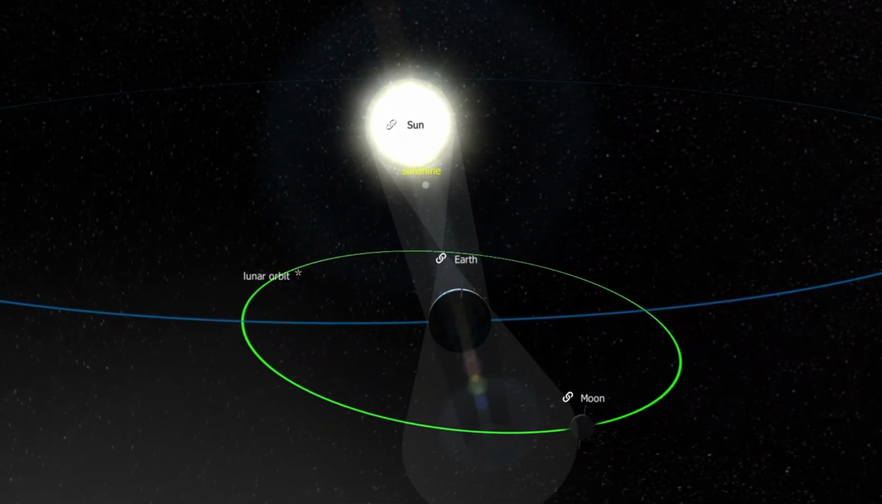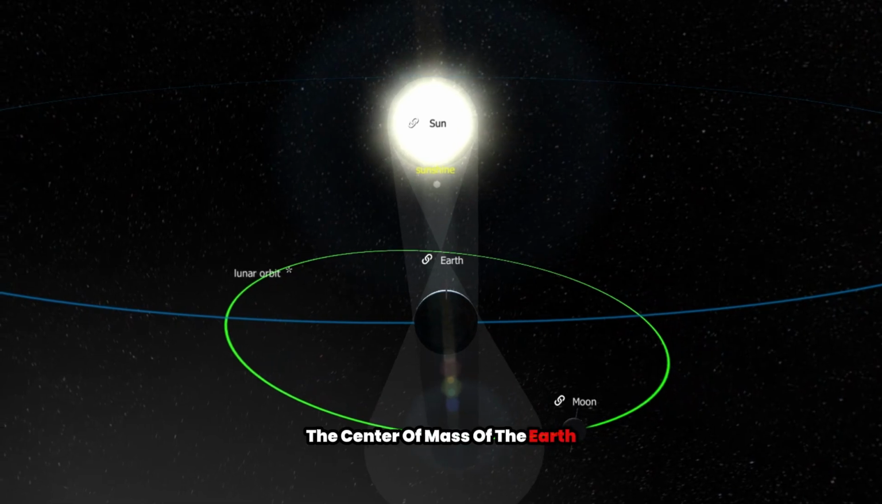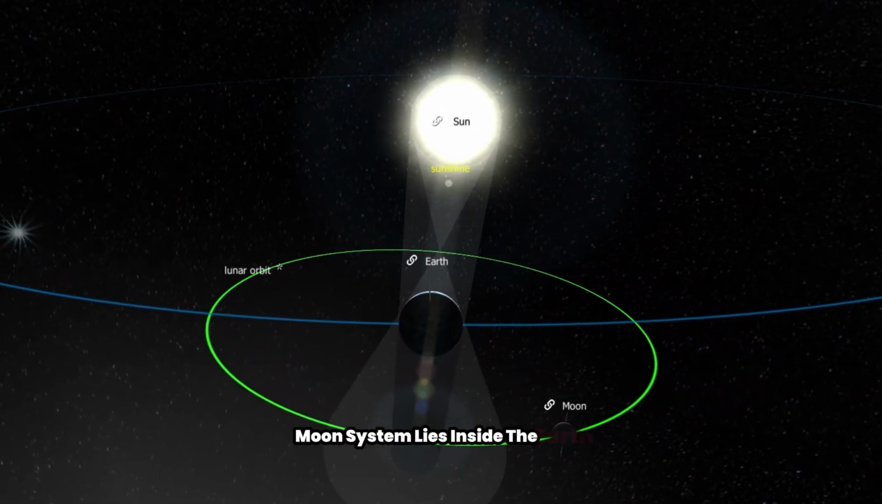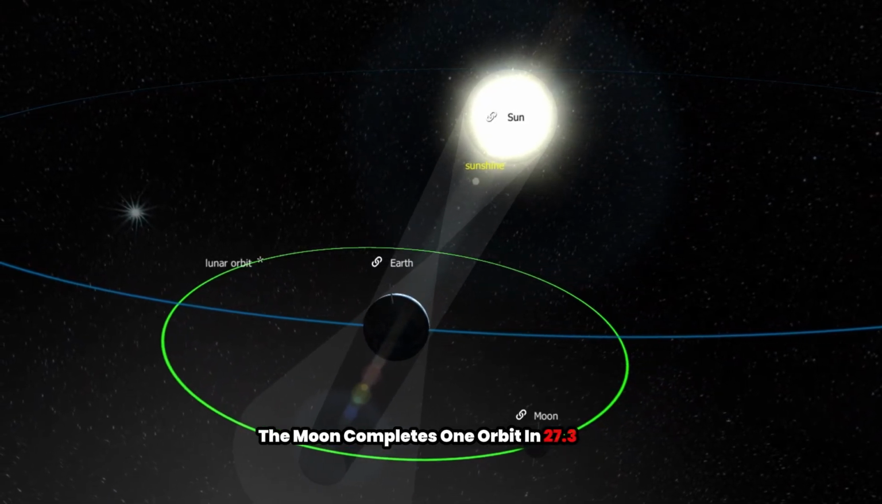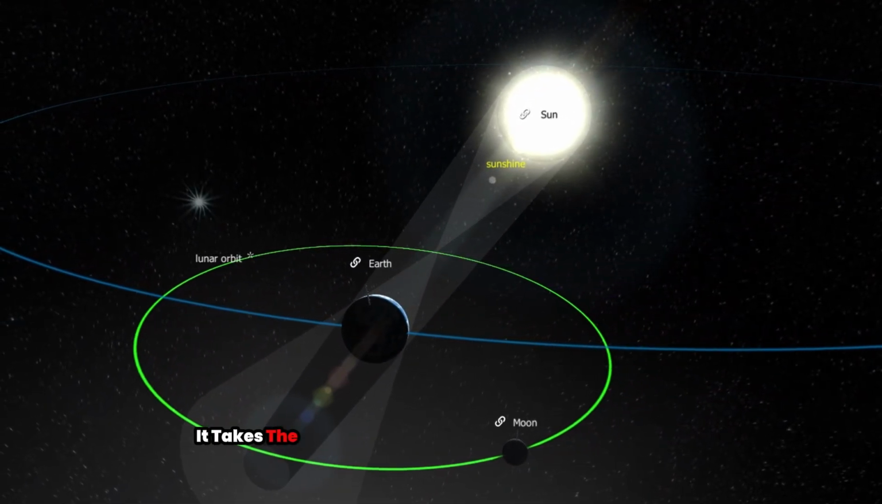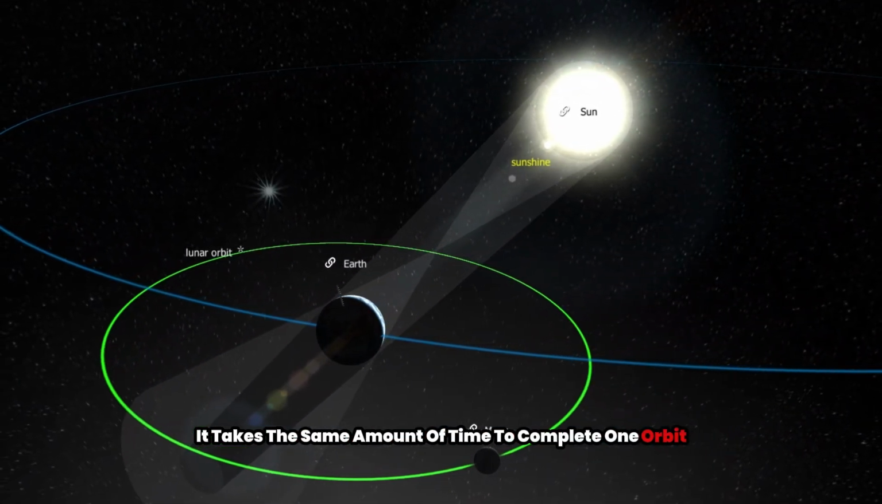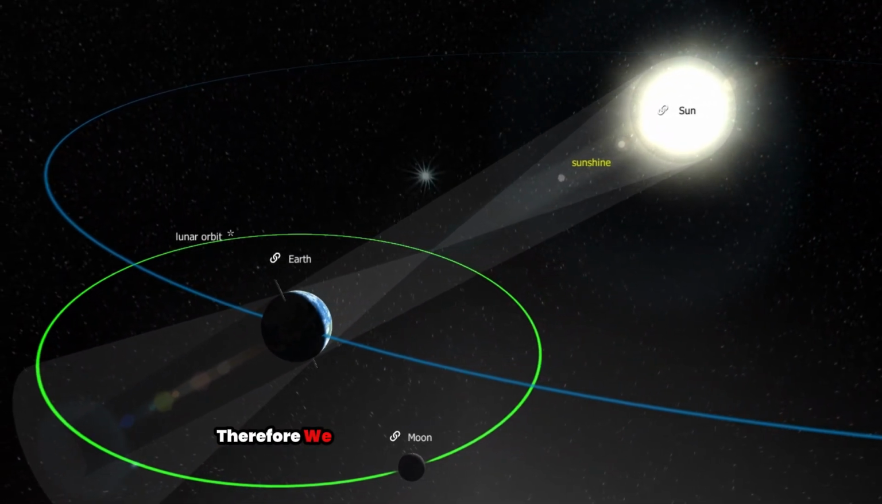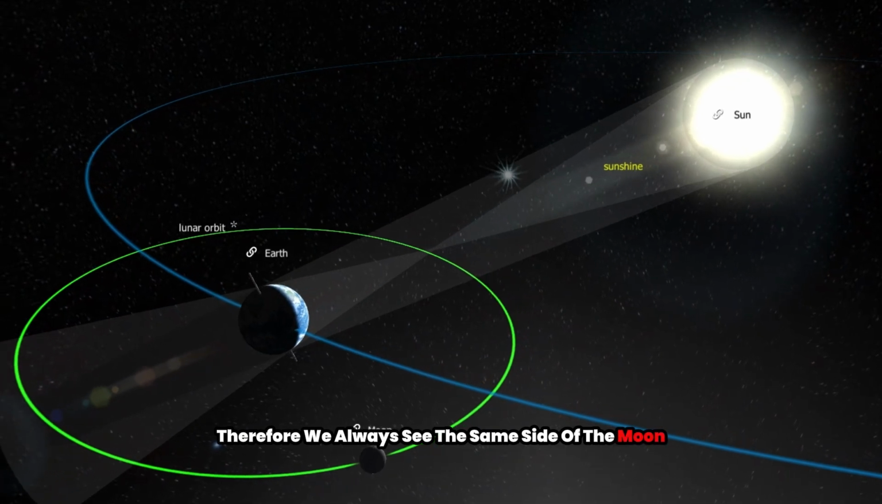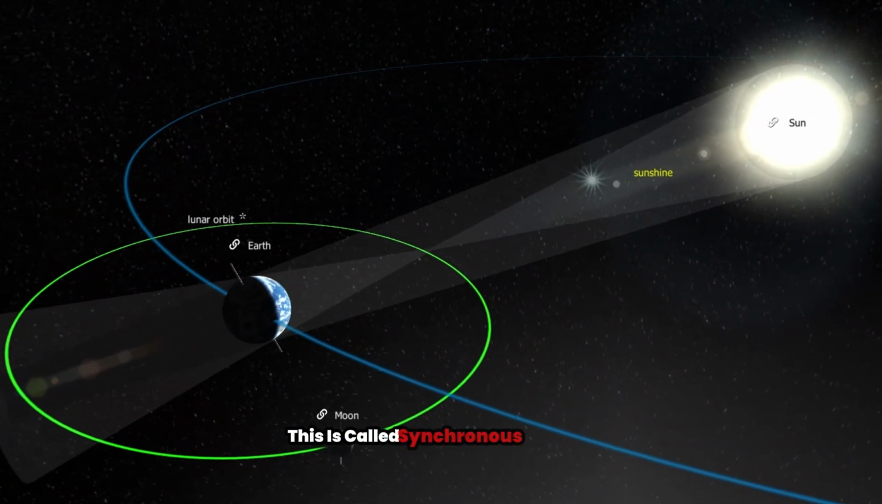moon and Earth. The center of mass of the Earth-Moon system lies inside the Earth. The moon completes one orbit in 27.3 days. It takes the same amount of time to complete one orbit as it does to rotate on its axis. Therefore, we always see the same side of the moon. This is called synchronous rotation.